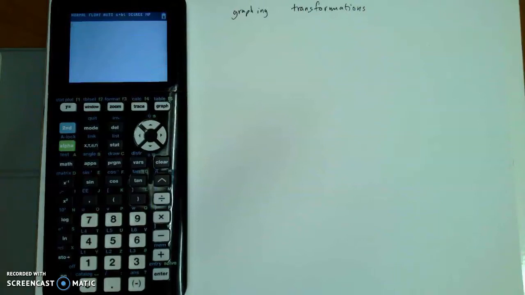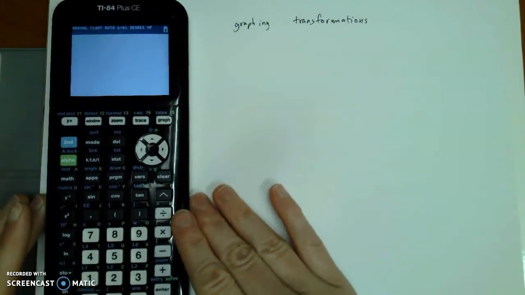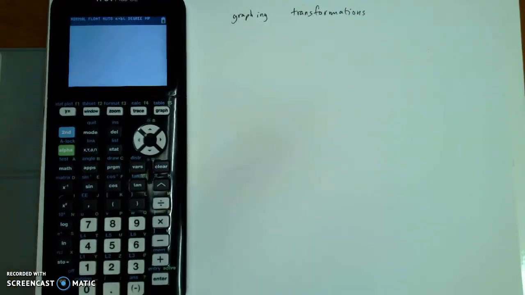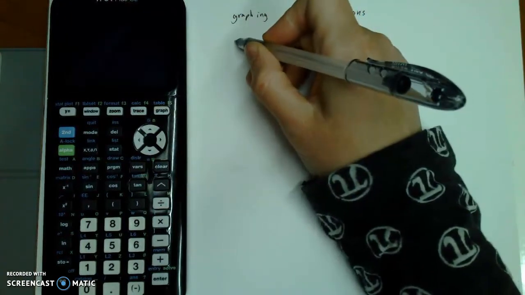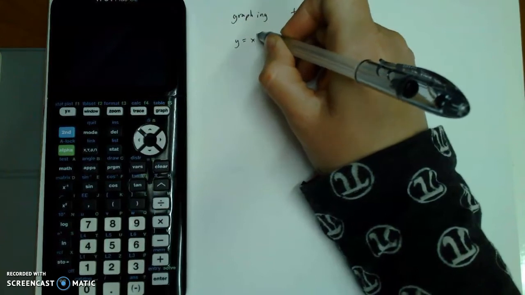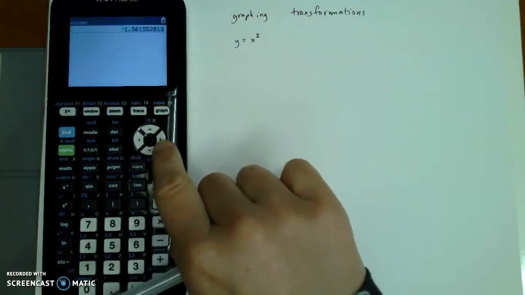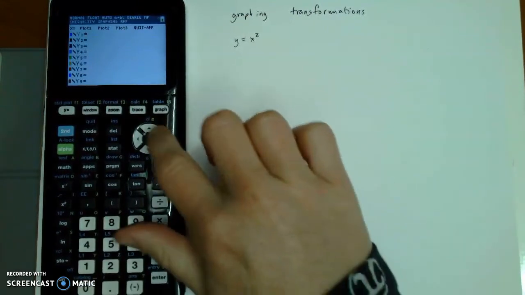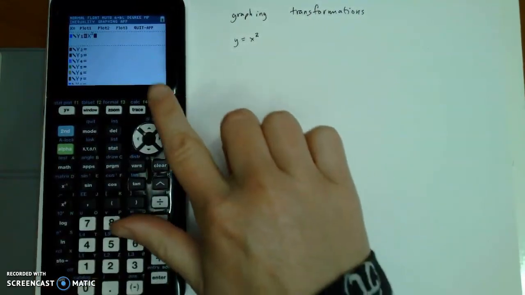Let's look at how to use the graphing calculator to do transformations. Now, I've got the TI-84 Plus CE, but again, this is going to be very similar with other Texas Instruments calculators. I'm going to go ahead and start with the square graph. So let's go to y equals, and let's hit x squared.